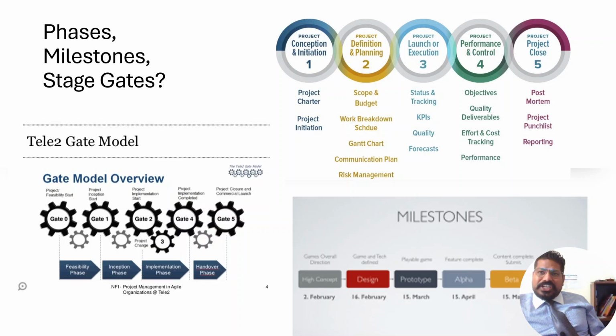Phases, milestones, stage gates. If you see, the first one is the project conception and initiation phase. You have project initiation and the project charter. In project definition and planning, you have scope and budget, work breakdown structure, Gantt chart, communication plan, and risk management plan. In the launch or execution, you have status and tracking, KPIs, and quality forecast. In project performance and control, you have objective, quality deliverables, effort and cost tracking performance. In the project closure phase, you have post-mortem analysis, project punch list, and reporting. You mention all the good practices, or you mention the lessons learned.